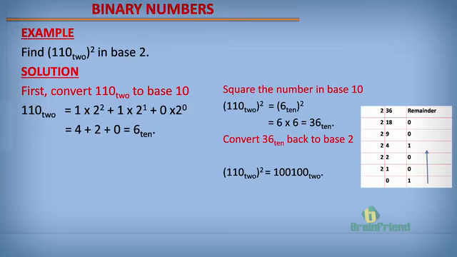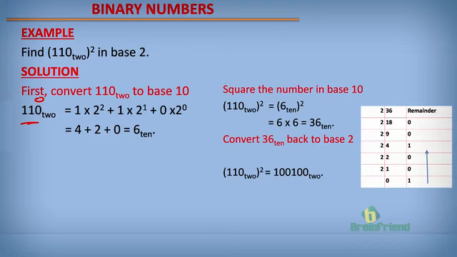Example 2: find 110 base 2 squared in base 2. Now we are asked to find the square of 110 base 2 in base 2. What do we do? We first convert 110 base 2 to base 10, and we do that by the method of expansion.